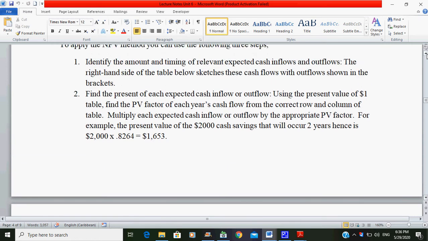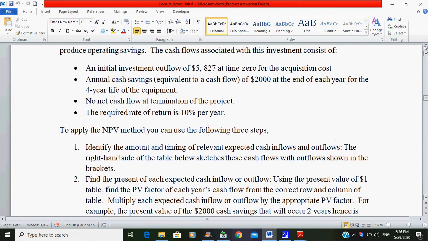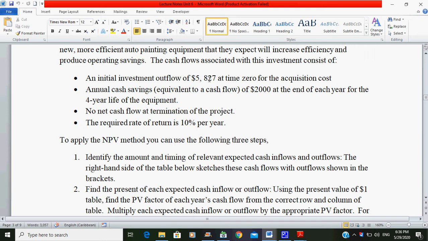So the right hand side of the table sketches these cash flows with outflows shown in the brackets. And the outflow is how much? 5,827, right? So the 2000 are the annual cash savings, otherwise called cash inflow, and the outflow now.